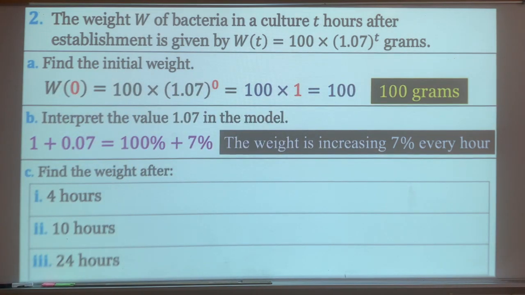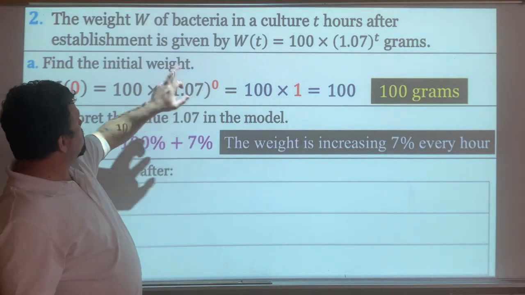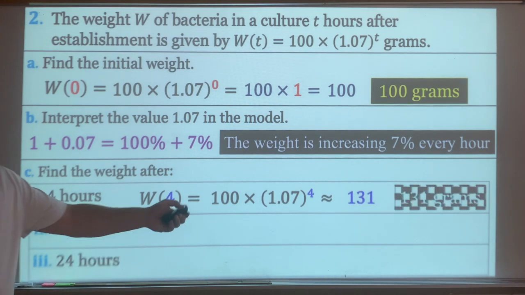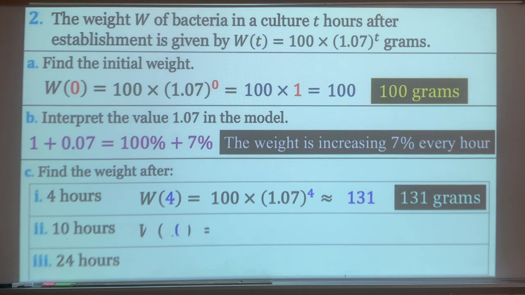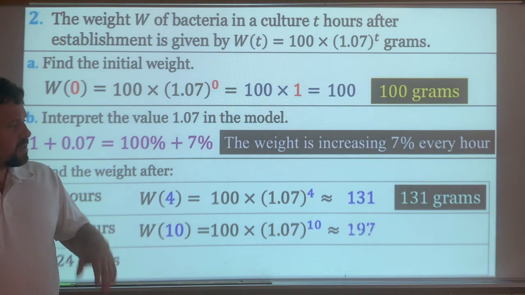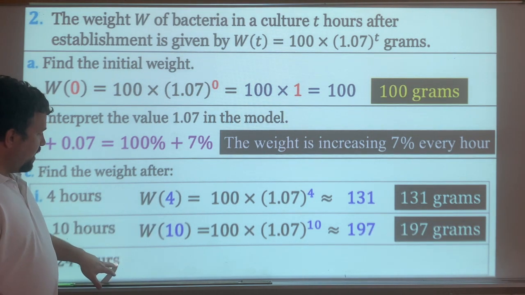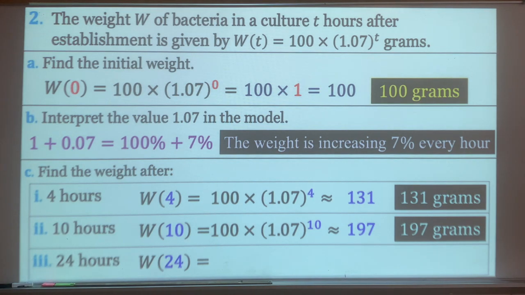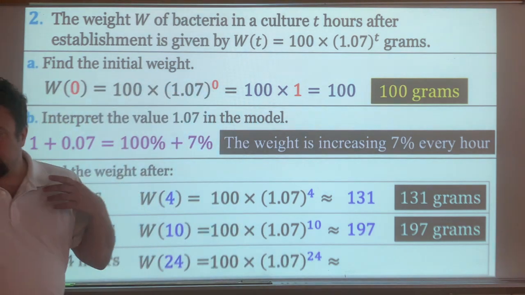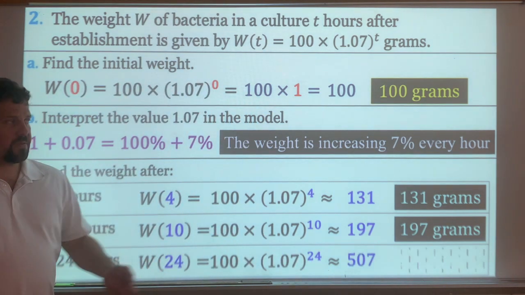All right, find the weight. You're going to plug this, this, and this into T. So W of 4 equals 100 times 1.07 to the fourth power, which is approximately 131 grams. W of 10 equals 100 times 1.07 to the 10th power, which is approximately 197 grams. After 24 hours, W of 24 equals 100 times 1.07 to the 24th power, approximately 507 grams.